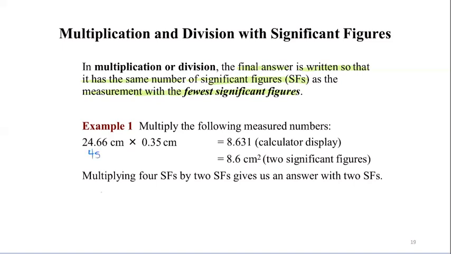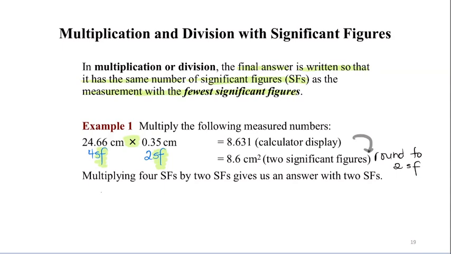This has four significant figures. This has two significant figures. What's directing me to look at sig figs is my operation. That's why I'm looking at sig figs, because I'm multiplying. So I take that value 8.631, and I round it to two significant figures, because that's the fewest significant digits that I have in a measurement. So my final answer is 8.6.